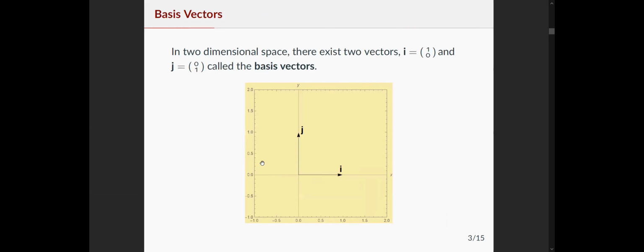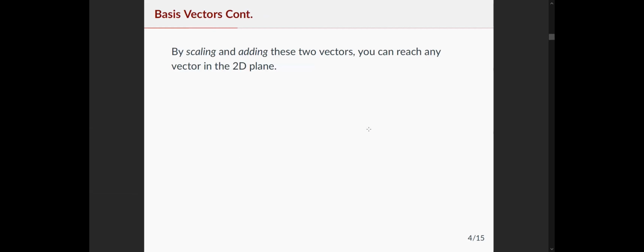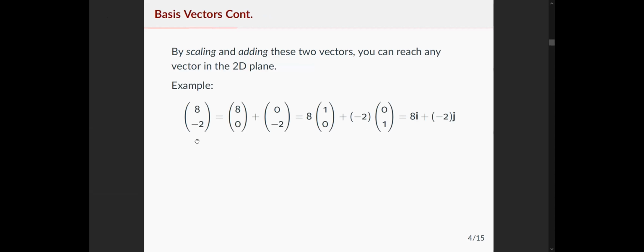In 2 dimensions, we have the basis, which is i and j. These are the vectors that make up everything else, and they're the foundation from which we will begin and build everything. From i and j, you can get everything. If you want, for example, (2, 1), you just move 2 in the i direction and 1 in the j direction. Like I said, by scaling and adding, you can reach any vector in the 2D plane. For example, (8, -2) is 8i minus 2j, and more generally (x, y). So we have our foundation.